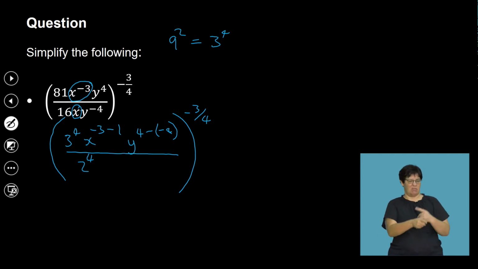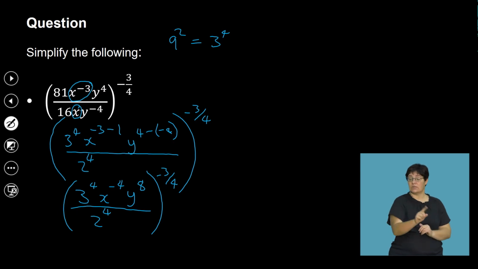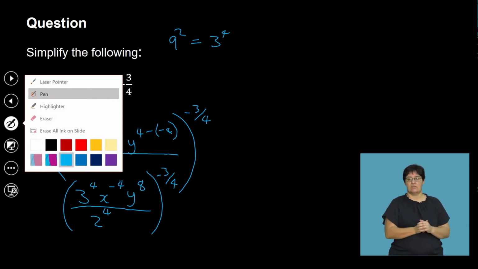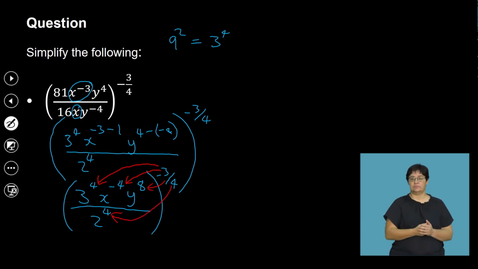From there, you simplify what we have inside here. So it therefore becomes 3 to the exponent of 4, x to the exponent of negative 4, y to the exponent of 8, and all of this is divided by 2 to the exponent of 4. And then all of this is raised to negative 3 over 4. Remember, the law says here, you distribute the negative 3 over 4 to everything that is inside the bracket. So I will distribute this. Let me quickly use a different color. I will distribute this to that 4, to that negative 4, to the 8, and to that 4 there.